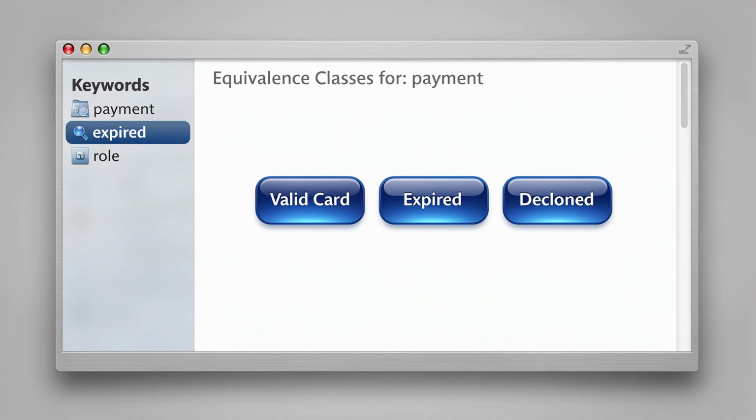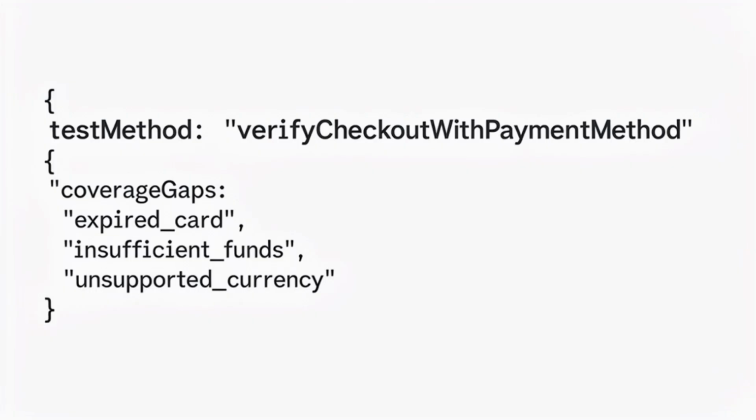The taxonomy is product-specific. It maps keywords like payment or role to equivalence classes. This is the heart of the system. The final manifest entry identifies the gaps. Ready for the generator. 1 entry per test. Coverage gaps identified. Script 2, the Generator.